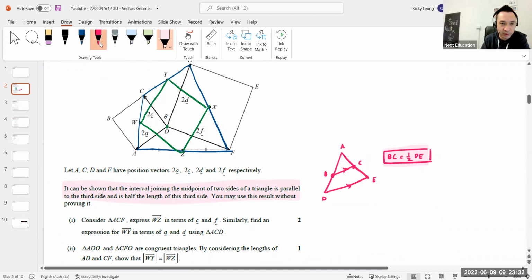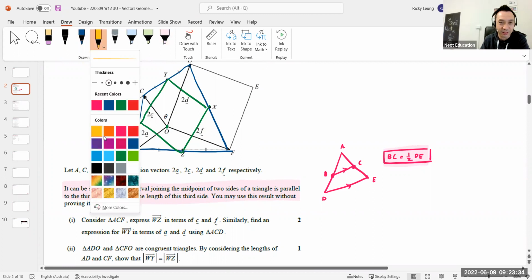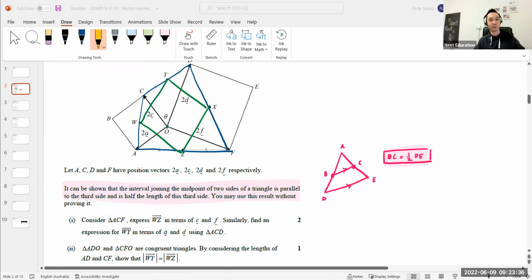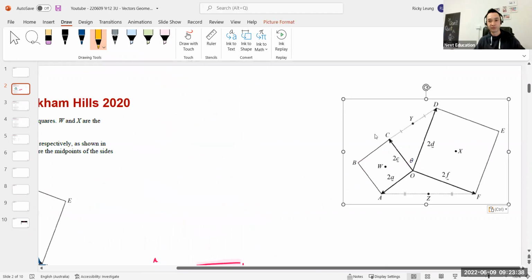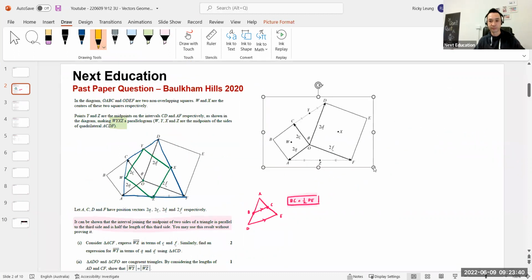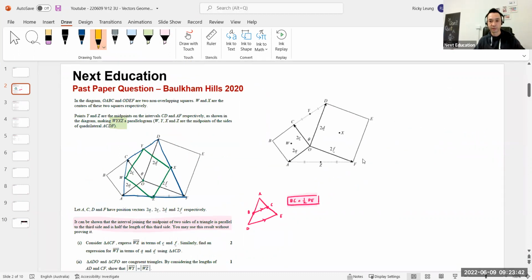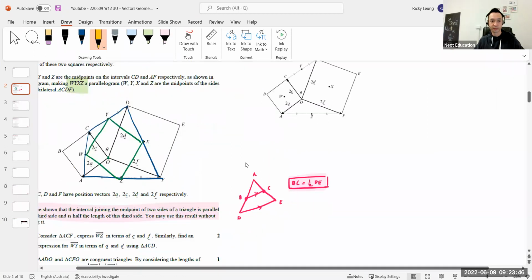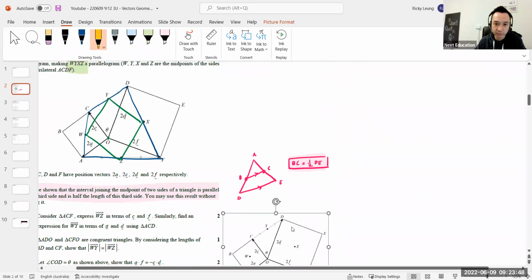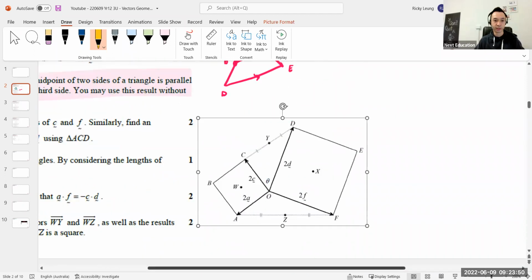So let me, I need to grab another color. I'm running out of colors. Actually, this is a good time to cut and paste a fresh copy of the diagram. I might make it smaller, and then put it here so I can actually look at it.